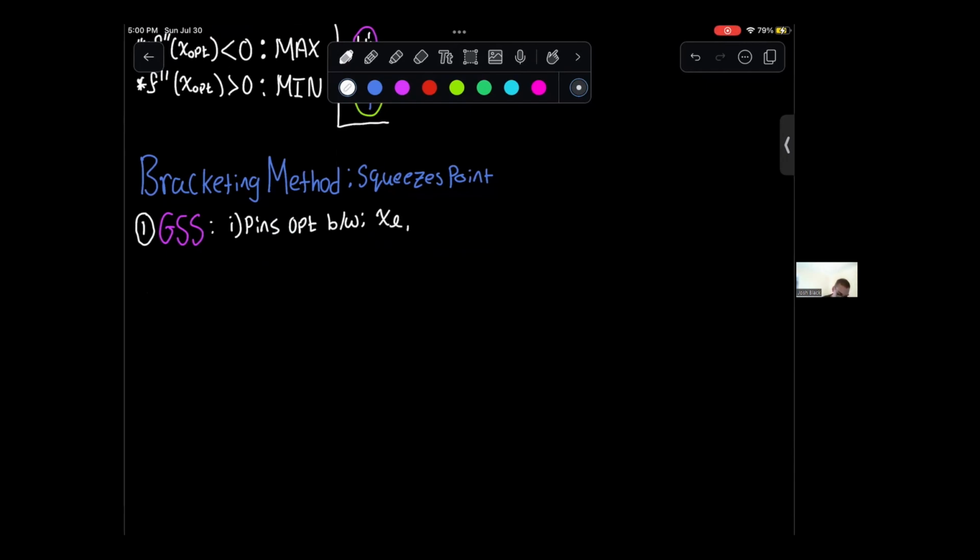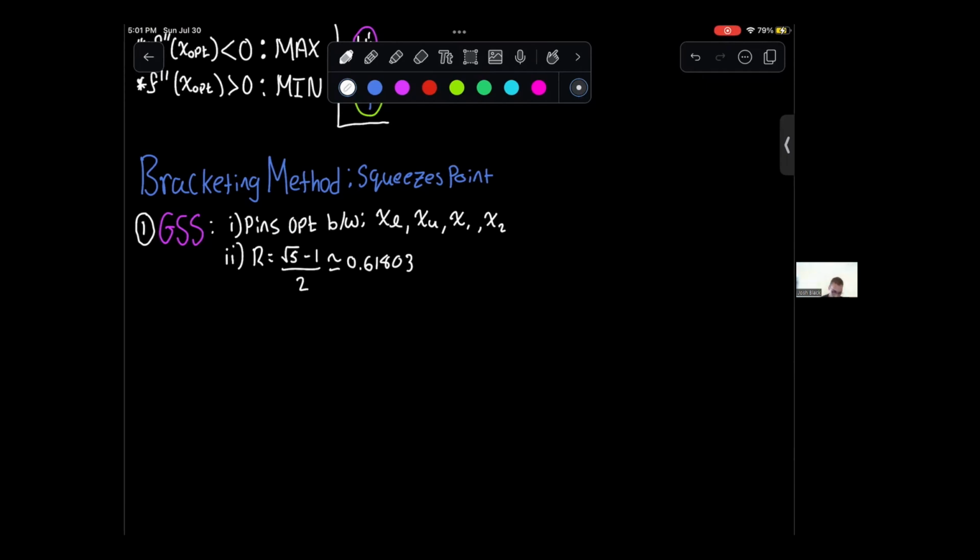XL, which is your lowest X point, XU, which is your highest X point, X1, and X2. Now, what is X1 and X2? Well, the name golden section search is not just a fancy name. It actually comes from the use of the golden ratio in this method. The golden ratio, R, is equal to √5 minus 1, all divided by 2, and that's around equal to 0.61803.